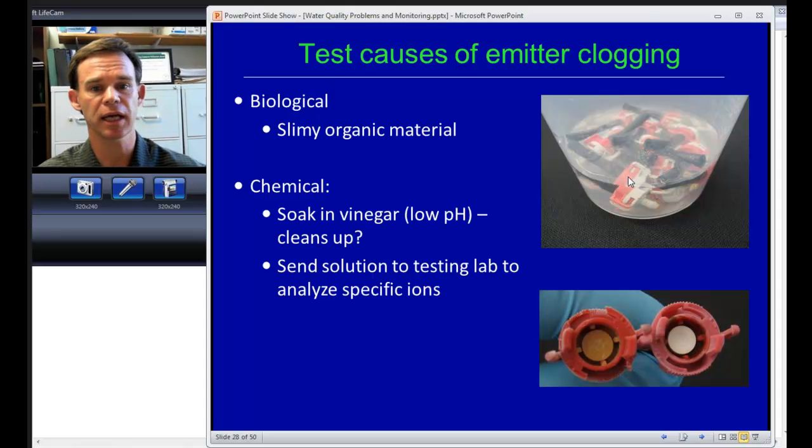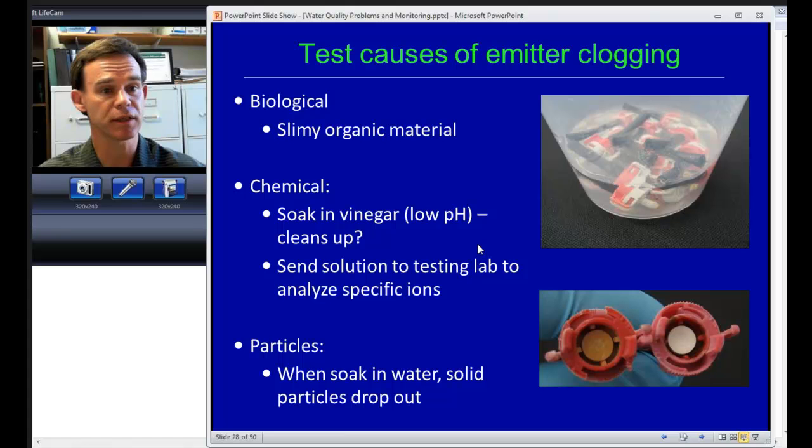Another thing you can do is take those emitters and put them into an acid solution. We're going to suggest vinegar just because it's easy to handle. And if it's a chemical such as calcium magnesium deposits, then if you leave that overnight, you're likely to see that much of that chemical is going to dissolve and clean up the emitters. It could also be particulate. So it could be that you see little bits of sand and silt that fall out.